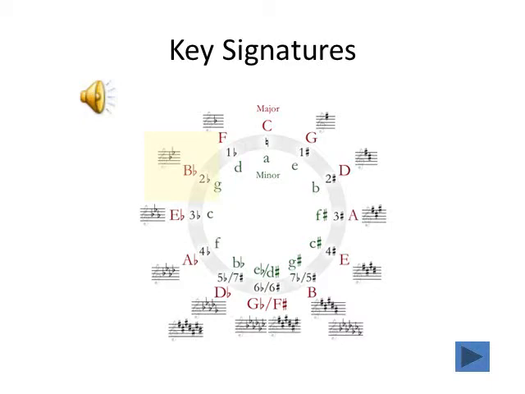Flats and sharps are always in the same order in a key signature. So for example, a key signature with 3 flats would have a B flat, an E flat, and an A flat. B flat major would have a B flat and an E flat. Those flats always appear in the same order. The order is established and it's shown on this key signature chart.